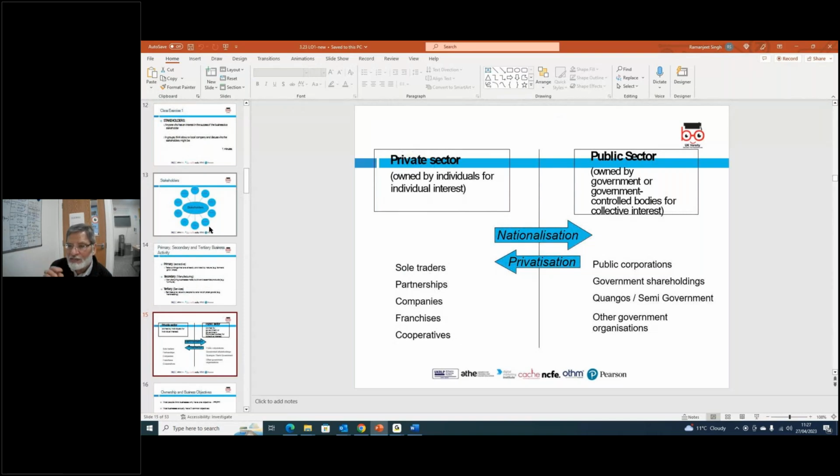Okay, then we're looking at the other thing we need to look at, what kind of sectors. Apart from these, there are two other sectors we need to look at: the private sector, the type of businesses that are private sectors, and the public sector. Do you know anything about the public and private sector? Have you done anything on it?